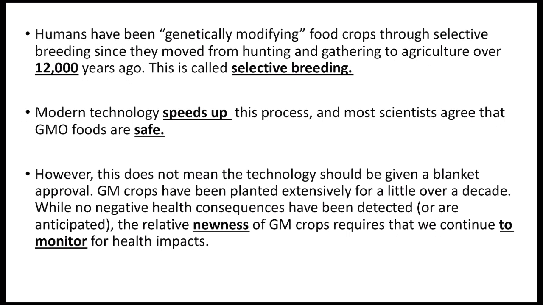So when we're talking about GMOs, we're usually talking about the ones done through technology of cutting out and stitching together genes. But genetically modifying food has actually been happening since the beginning of agriculture, so over 12,000 years ago. But it was previously done through what is called selective breeding. So we breed our plants and animals in order to make them more likely to have traits that we want, more desirable traits. Modern technology speeds up this process, and most scientists agree that GMOs and GMO foods are safe.